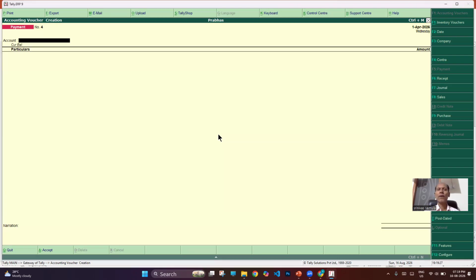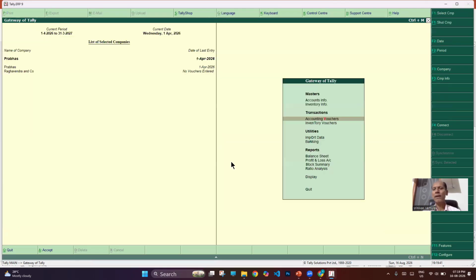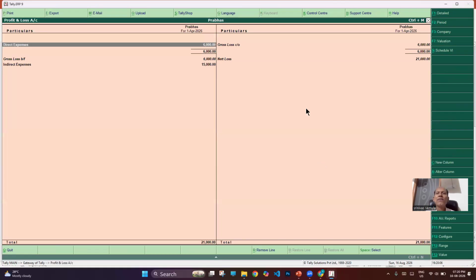So in this problem, we have seen company creation, ledger creation, and vouchering. By clicking escape, we may go back. In accounting information, we have created ledgers. In accounting vouchers, we have entered the amounts. Now reports. We can see the reports of our firm. For example, this is the profit and loss account.